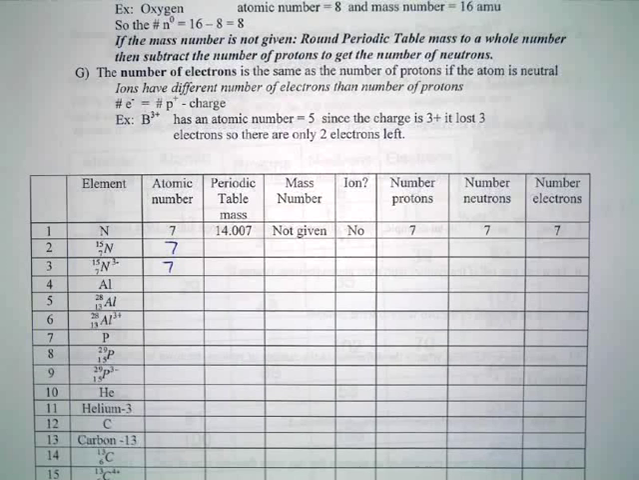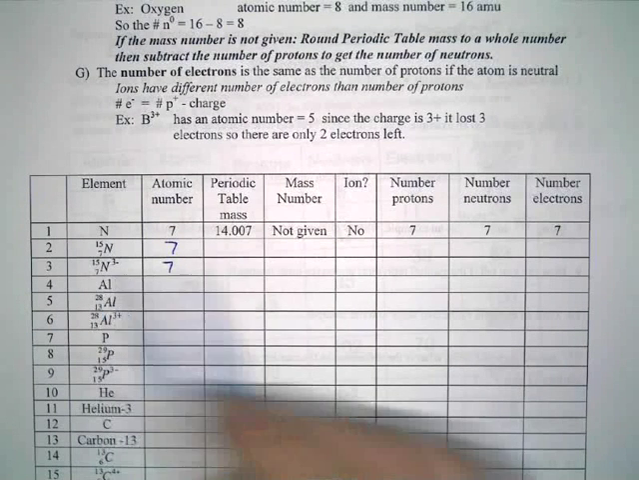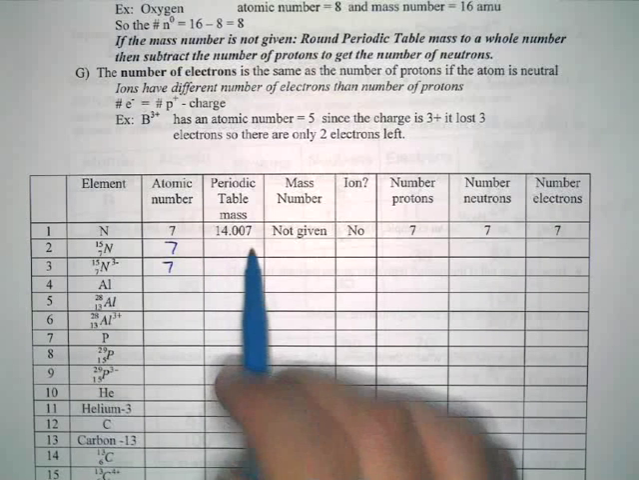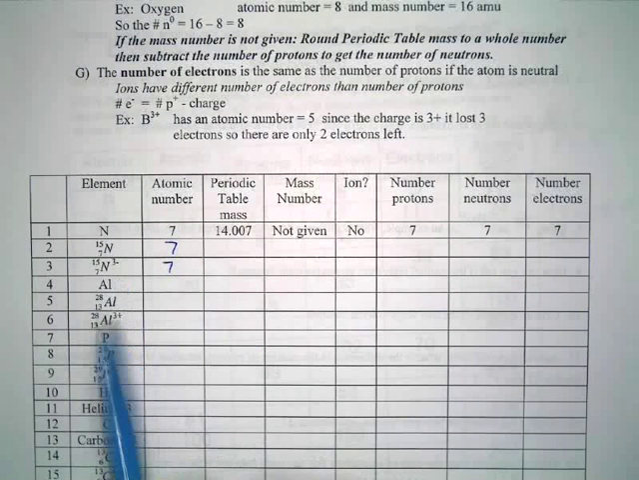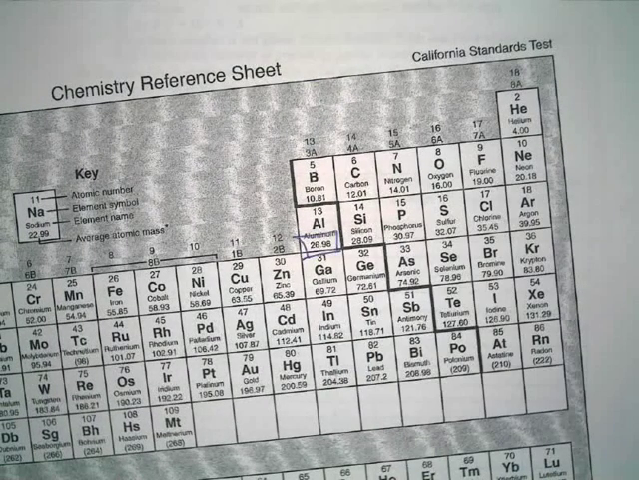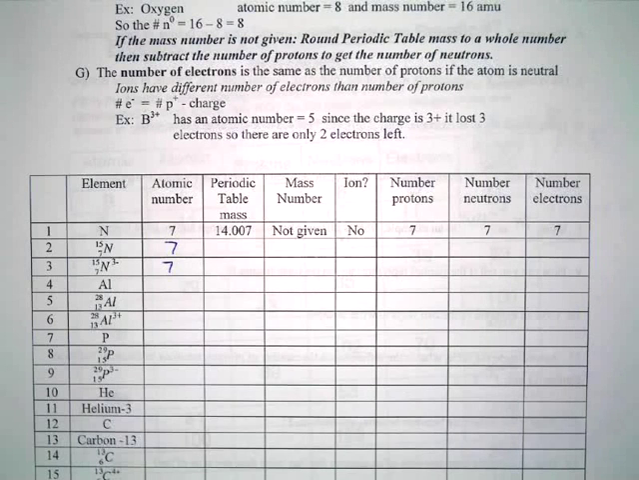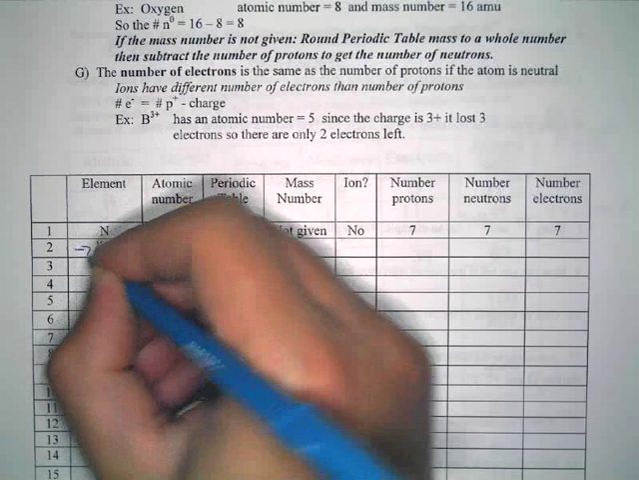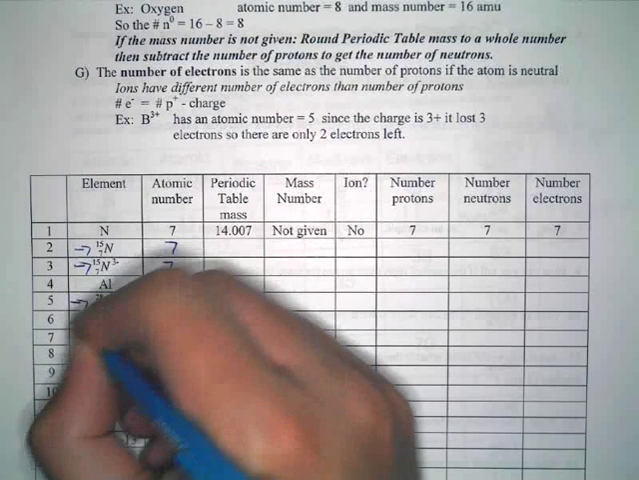The periodic table mass, you're going to look it up. So you're going to look up nitrogen's, it's 14.007. Next one, you'll look up aluminum. You would find it's 26.98, etc. You look those up, you write them in. The mass number. This is important. You can only find the mass number if it's written in isotope notation.